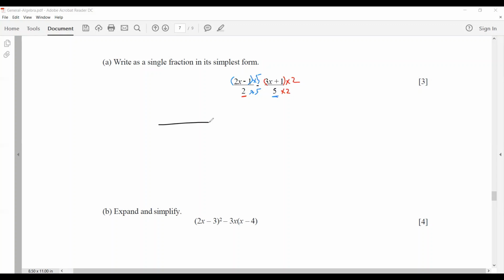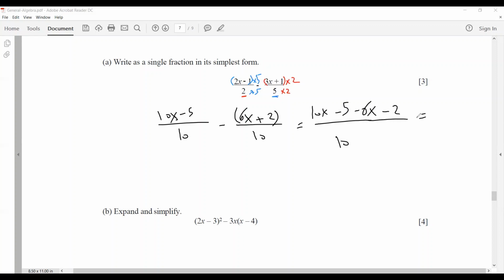So here I have 10x, expand the numerator, 10 minus 10, 6x plus 2, right? And then when you subtract, just make sure that this negative belongs to each term here in the numerator. So you get 10x minus 5 minus 6x minus 2, okay? And then it would be 4x minus 7 divided by 10, and that's where we stop. So moving on to the next question.